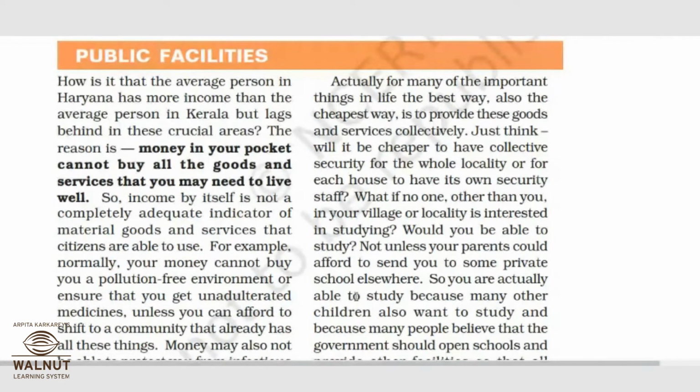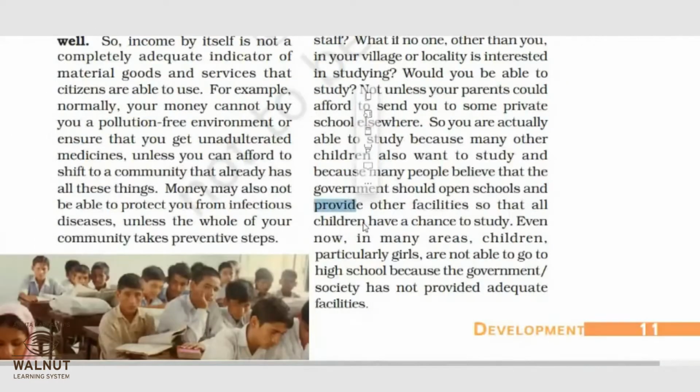So you are actually able to study because many other children also want to study, and because many people believe that the government should open schools and provide other facilities so that all children have a chance to study. Even now, in many areas, children, particularly girls, are not able to go to high schools because the government or society has not provided adequate facilities. Yes. So what have you understood?